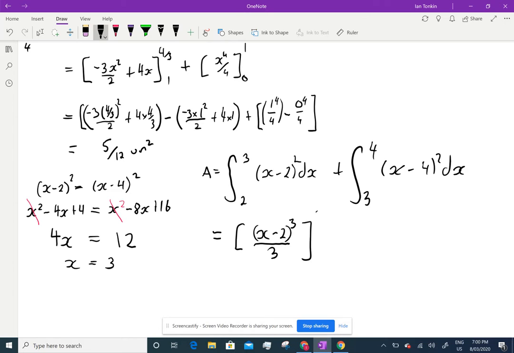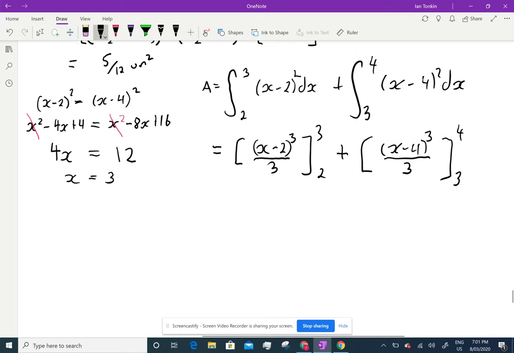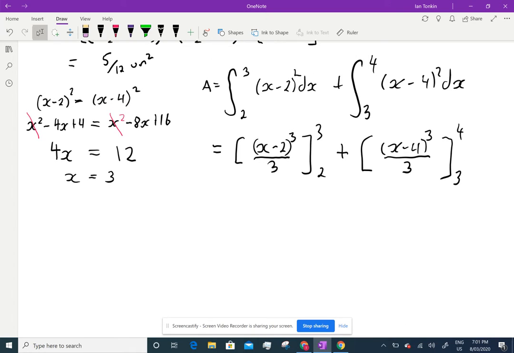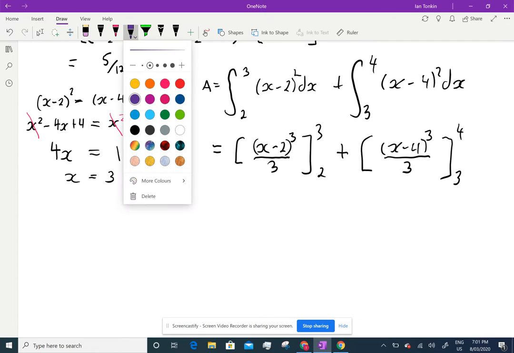So that one was really easy. And so will this one be. So it's going to be x minus 4, add 1 to the power, divide by the power, also divide by the derivative of what's inside, and it's 1, so that's pretty easy. And I've got 4 and 3. Excellent. So this is, remember, the area under the blue bit.